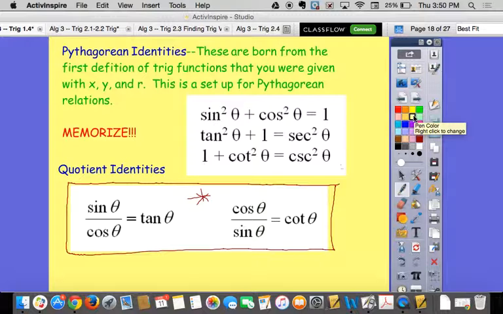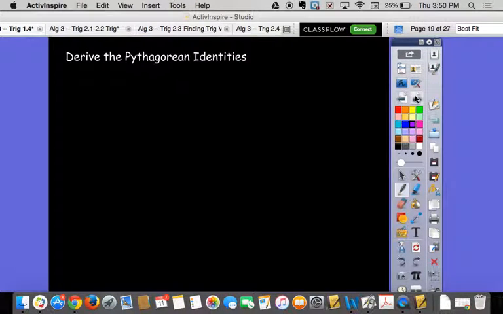Because in all honesty, I know the first one. I always have to scratch my head on the other two, because I know where they come from. So I just figure it out every time. So here we go. Let me just show you where they came from.